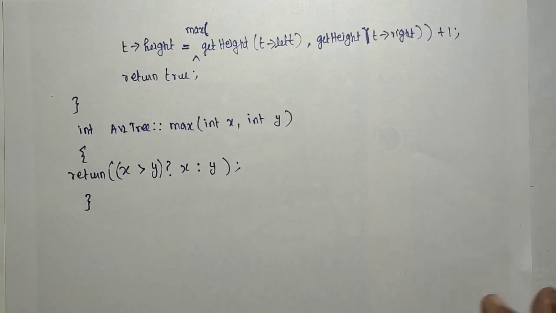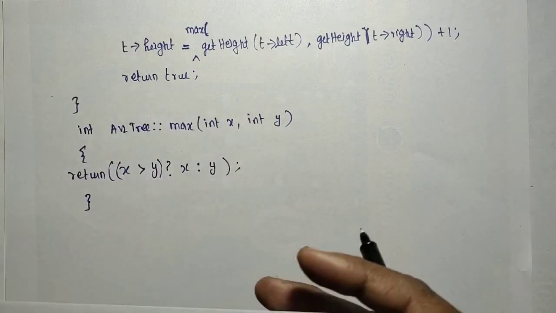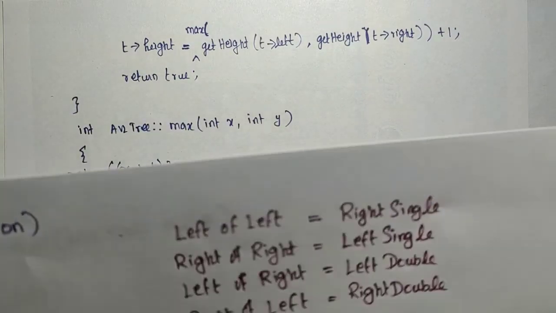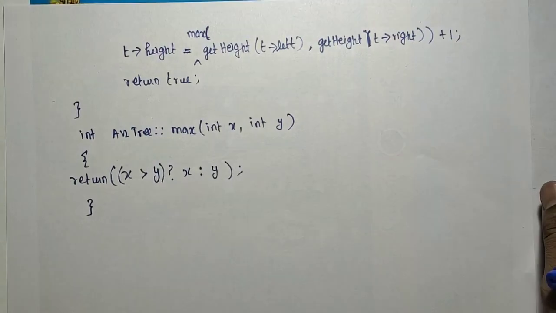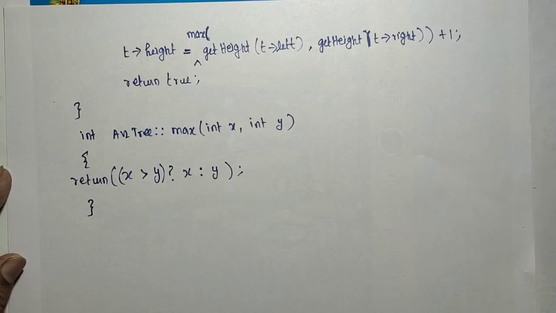So we have discussed the implementation of that AVL tree. Please try to understand that by watching the video once or twice, and try to implement it yourself. If you have a doubt you can ask. Okay, thank you.